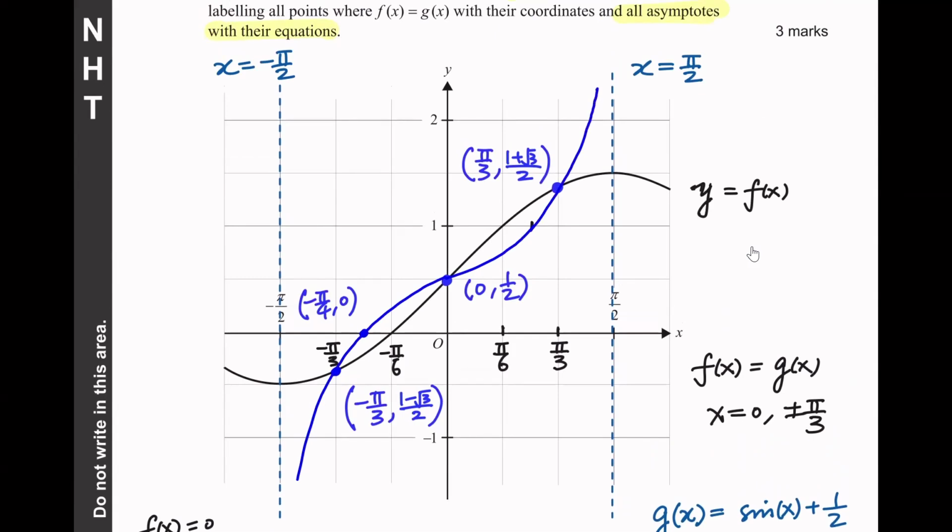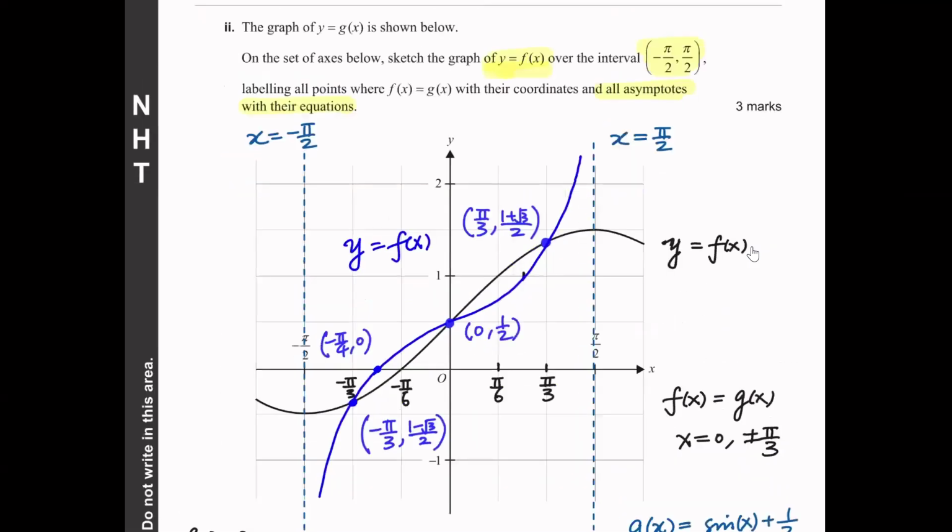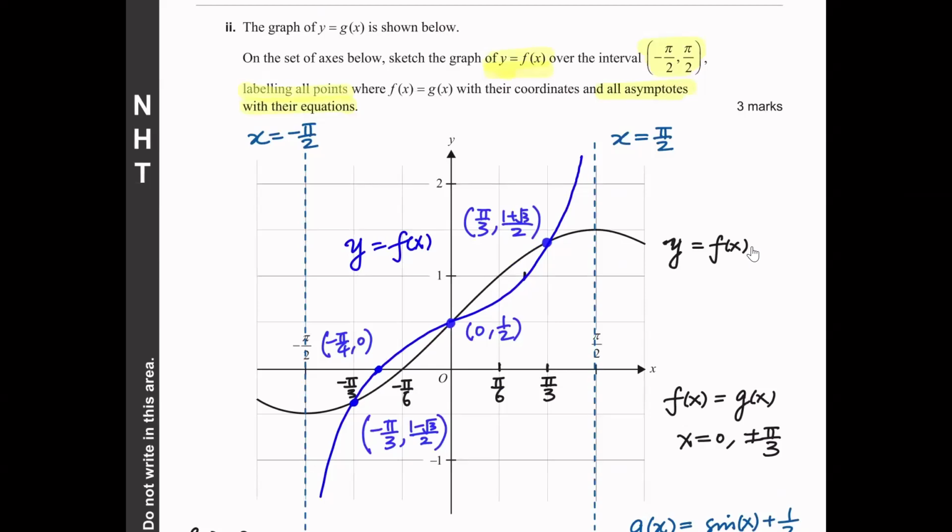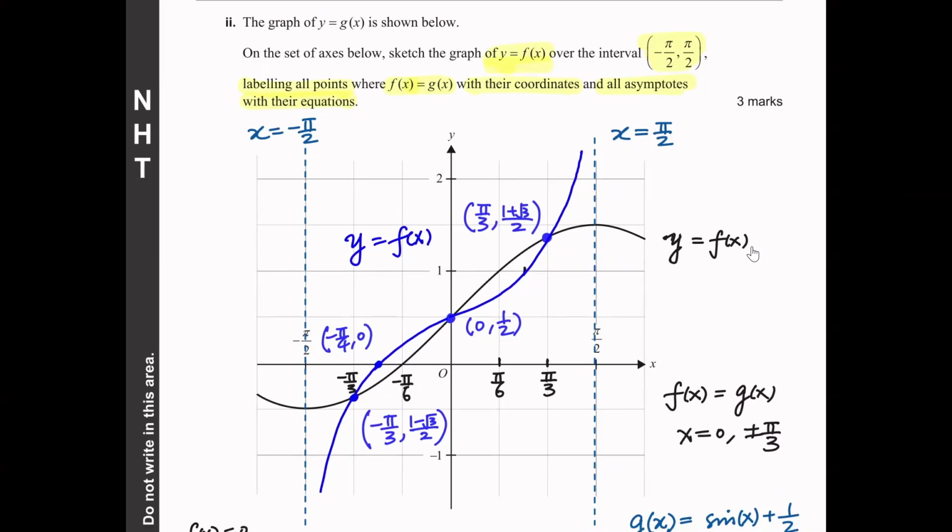Okay, something like that. So this blue graph is my y equals f(x). Finally, let's do a check. Labeling all points where f(x) equals g(x) with their coordinates, all asymptotes with the equations, the shape, yep, pretty much everything you could ever ask for.